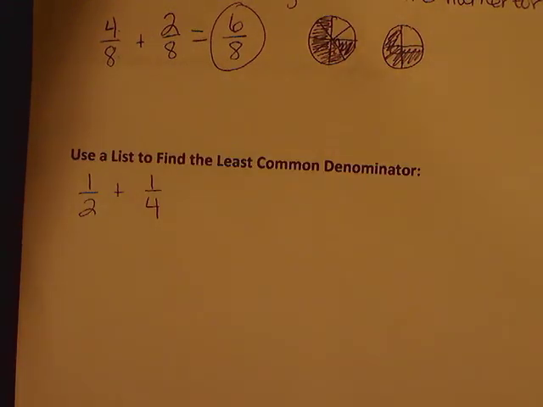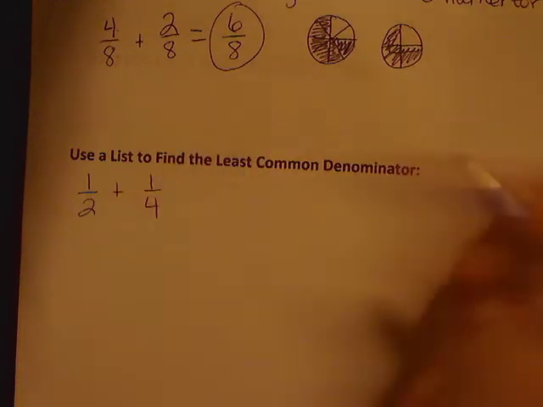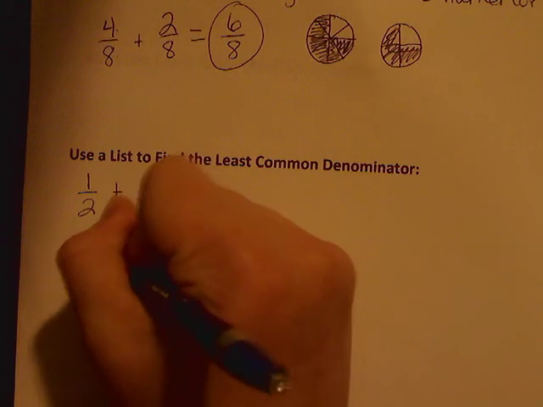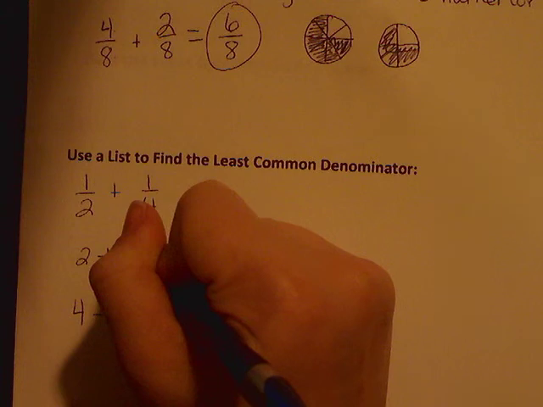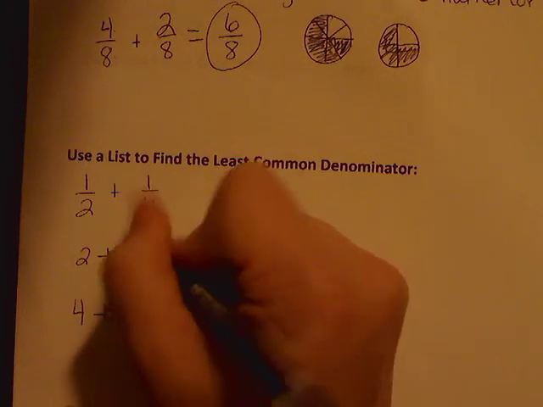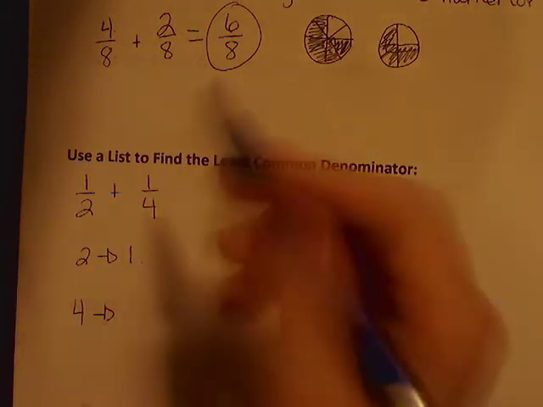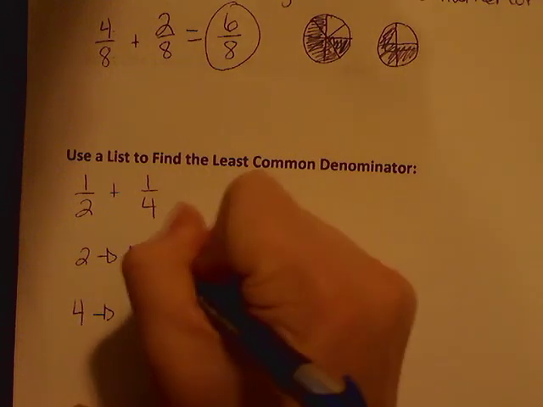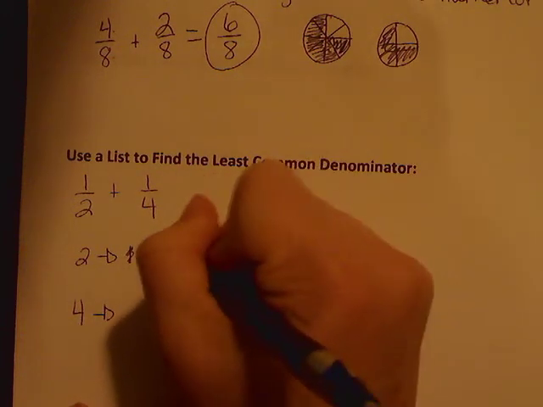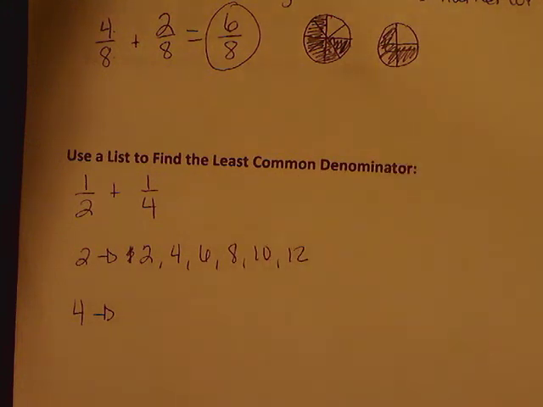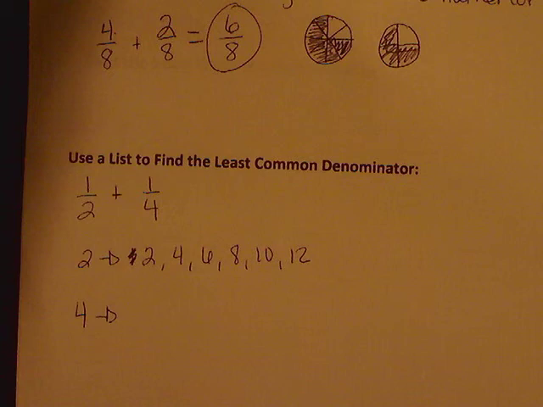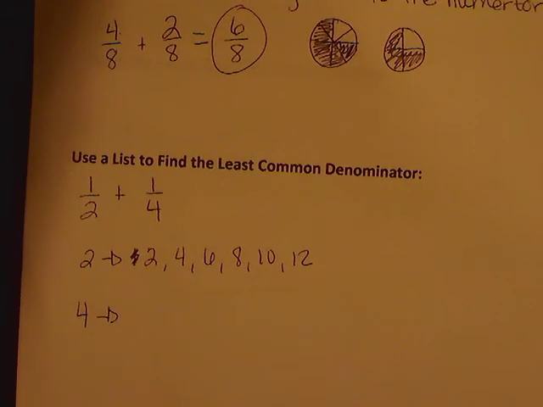I need to use a list to find the least common denominator. So what that means is that I need to list out all of my factors for each of my denominators. So I have 2 and 4. Those are my denominators. Sorry, you're listing out all of the products for that, not factors. So you're listing out when you multiply them. So you would do 2, 4, 6, 8, 10, 12. So you're going to list out a couple of the products for 2.